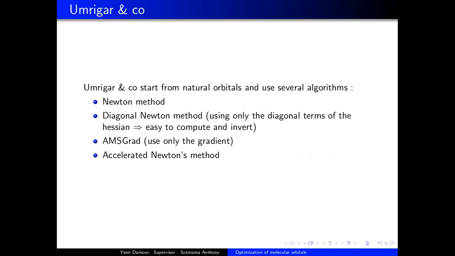Umrigar and coworkers start their optimization from natural orbitals, using several algorithms. They use the Newton method, as we see. The diagonal Newton method, where they just use the diagonal of the Hessian. AMSGrad, which is a method where we just use the gradient, and the accelerated Newton method.